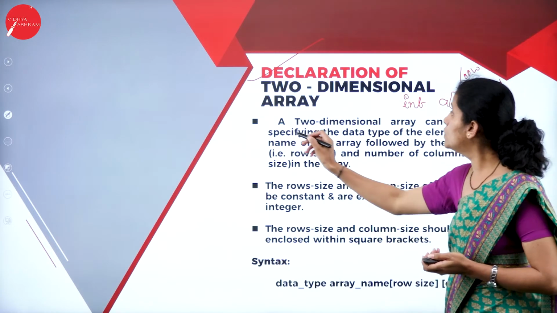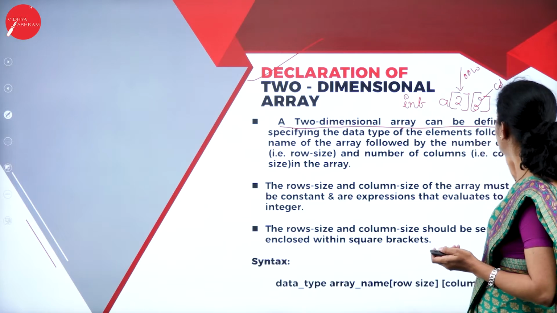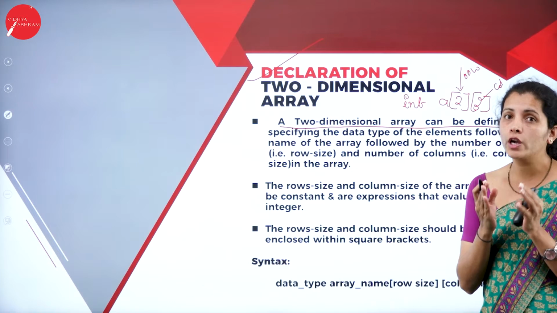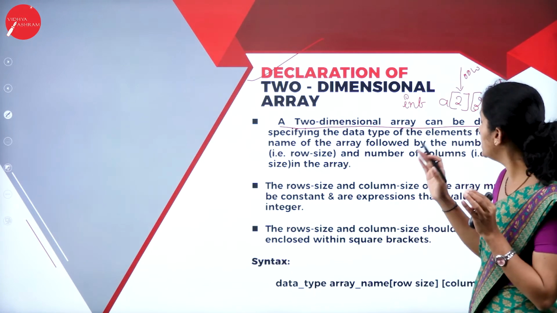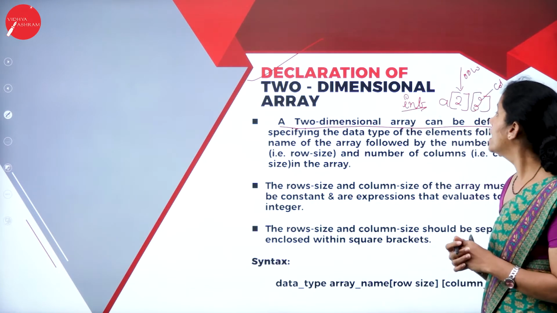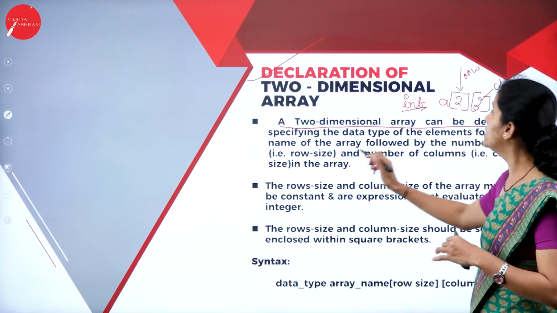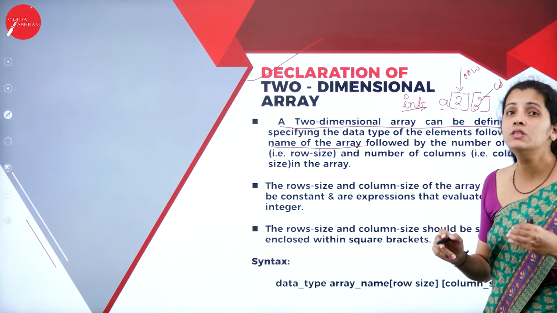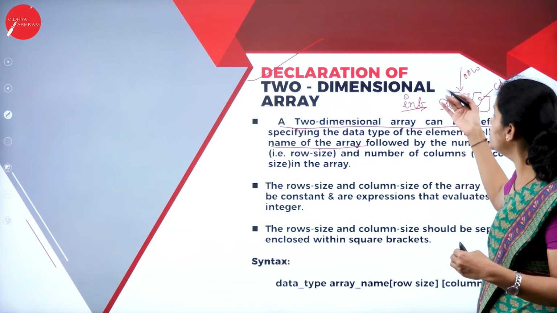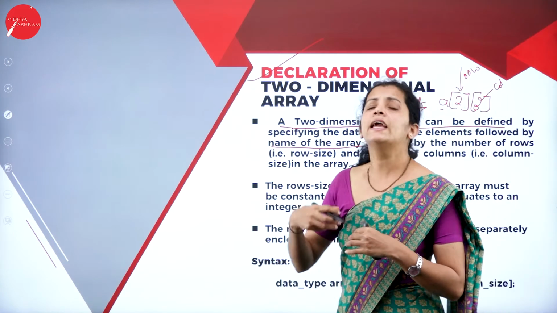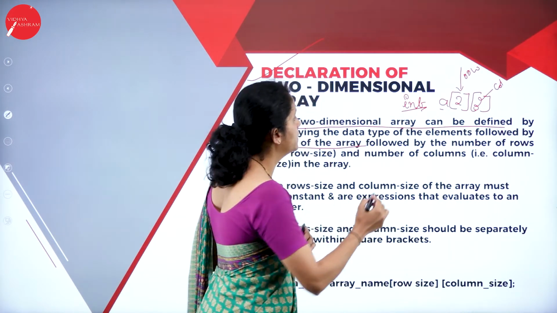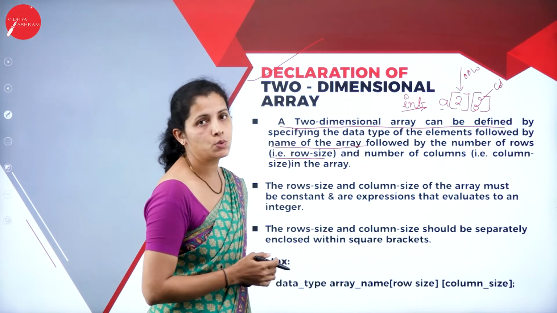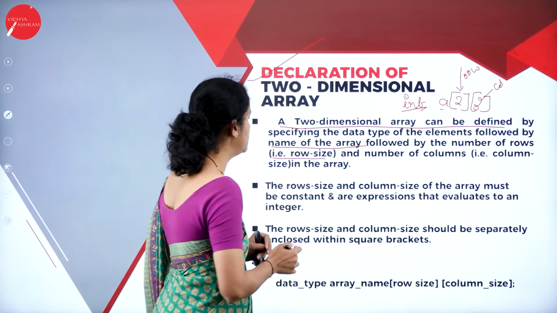So here a two-dimensional array can be defined by specifying the data type. So at the beginning I want to specify the data type, for example integer, followed by the array name. So here A is nothing but the user defined array name. It's left to the user. User can define any array name. Followed by, I want to specify the number of rows as well as the number of columns.